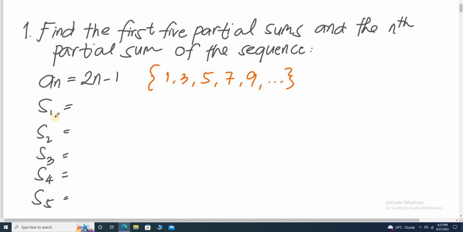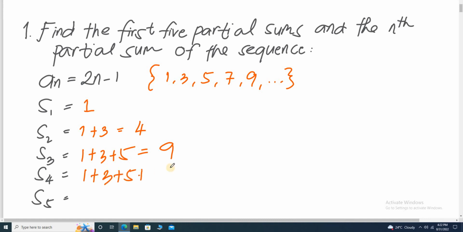Now let's start with my partial sum. S1 is the first term. S2 is the sum of the first two terms, that's 1 plus 3, and I have 4. S3 is the sum of the first three terms, so that's 1 plus 3 plus 5, and it's equivalent to 9. S4 is 1 plus 3 plus 5 plus 7, and that is 16.